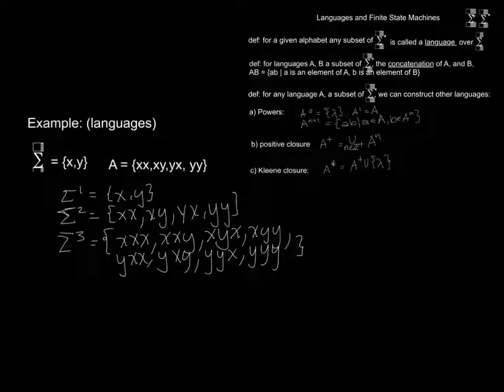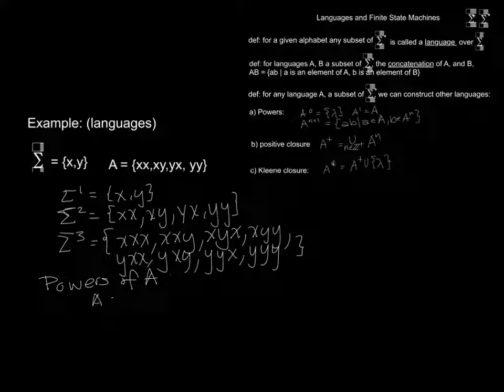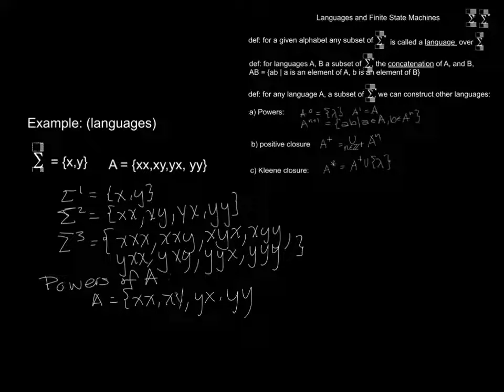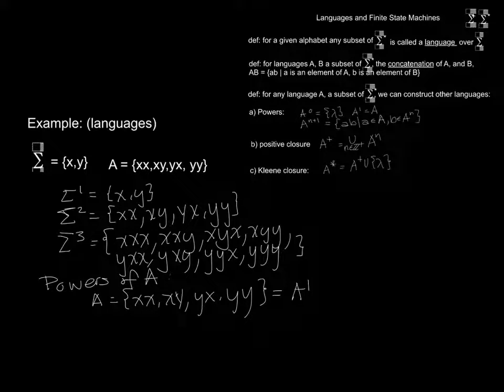And just a note, you can see that our language A is definitely a subset of sigma star, and in fact it's actually equal to sigma squared. So now we will look at the powers of A. So we have A1 is equal to xx, xy, yx, and yy. And this is also equal to A.